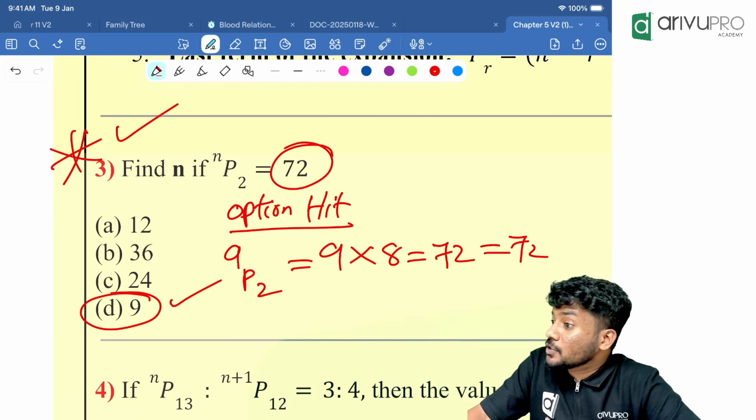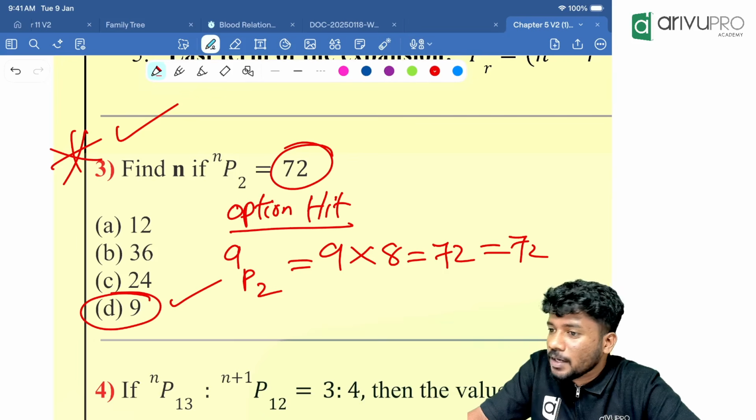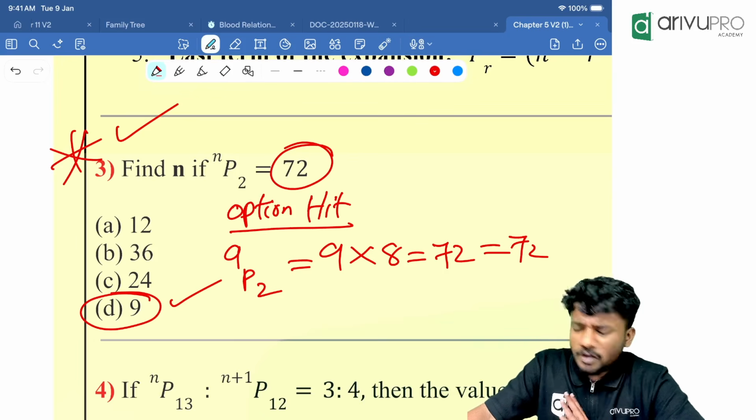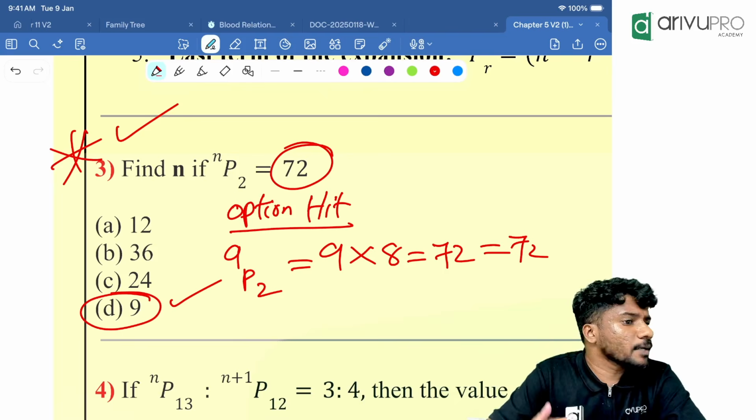So this is one type of question you can expect inside the exam hall. They will ask you the value of n after giving the normal formula of a permutation or any basic formula. That is one type of question.